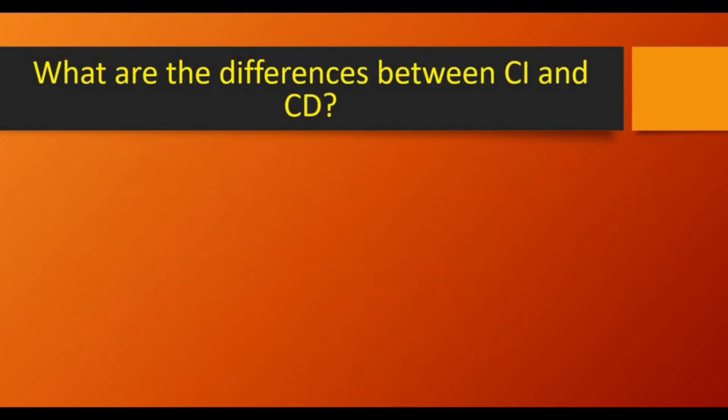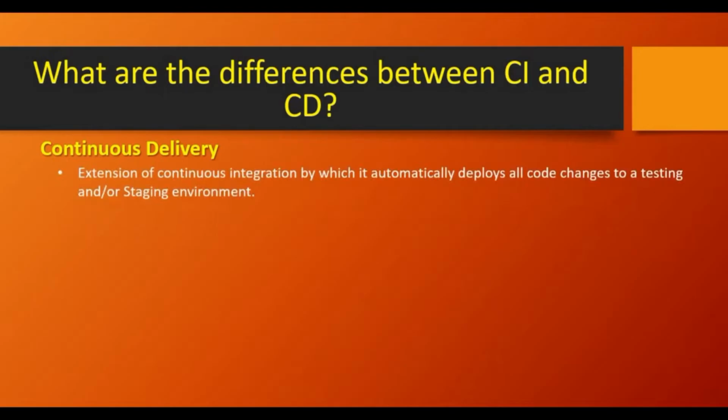Now let's see about continuous delivery. When we talk about continuous delivery, it's an extension of continuous integration, by which it automatically deploys all the code changes to a testing or staging environment. In continuous integration, we do all the integration parts to make sure that the application is not broken, but we are not deploying that code into any testing, staging or production environment. It is still kept aside.